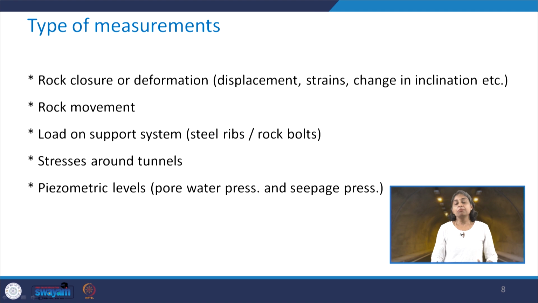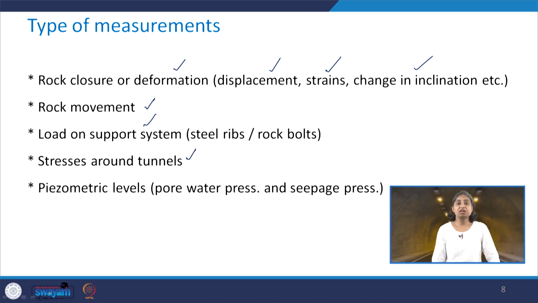What are all the types of measurements that can be done in the field? These include rock closure or deformation. Now this includes displacements, measurement of strains, then changes in the inclination. Further, the second one is we can measure the rock movement. We can also measure the load on the support system, whether it is steel ribs or the rock bolts, along with the stresses around the tunnels.